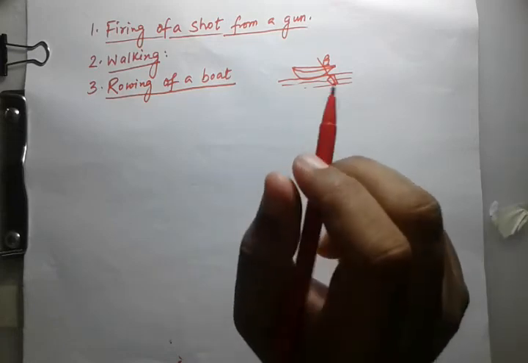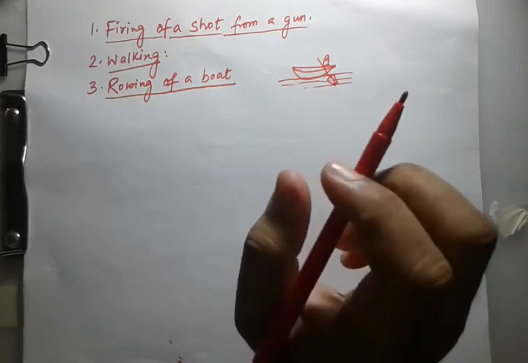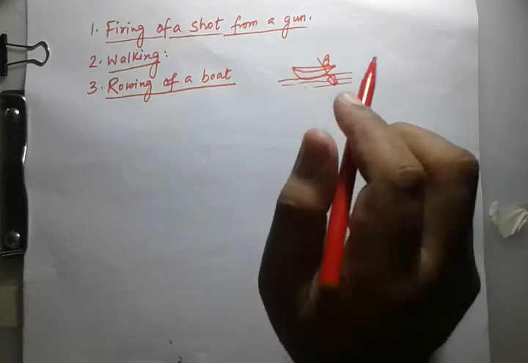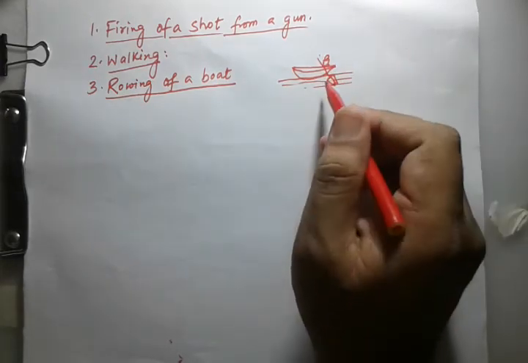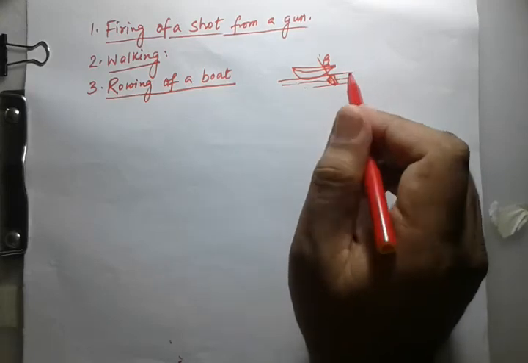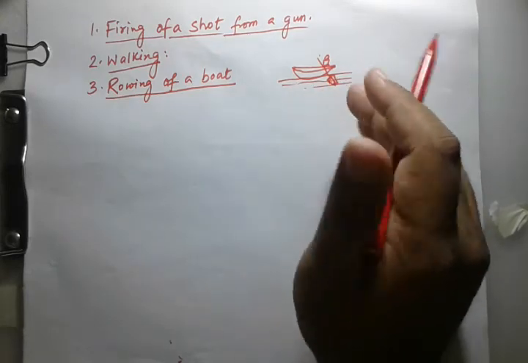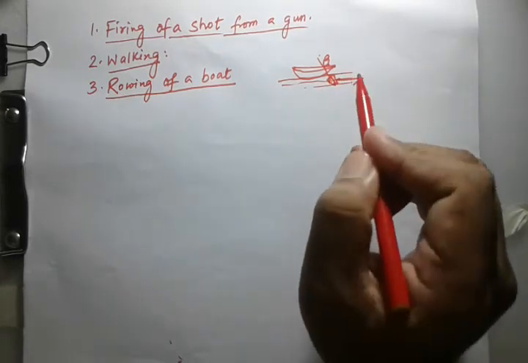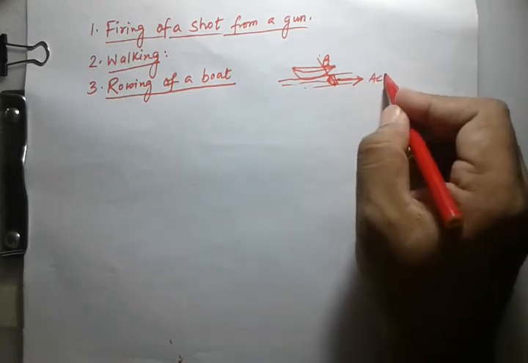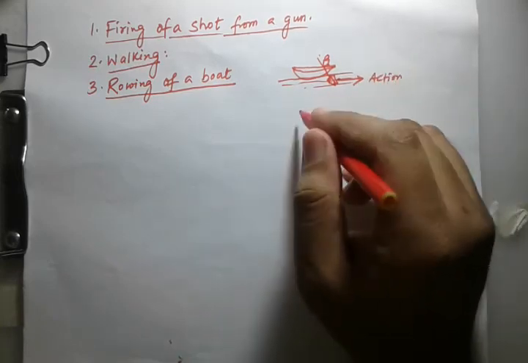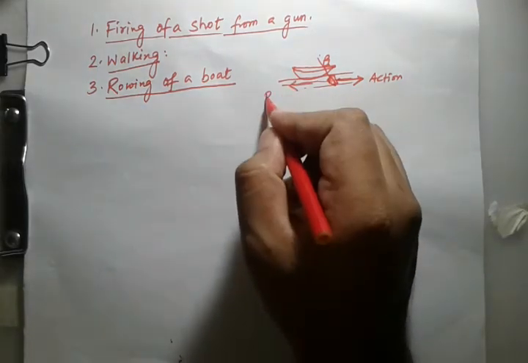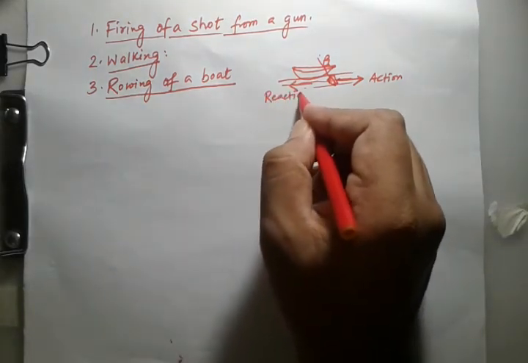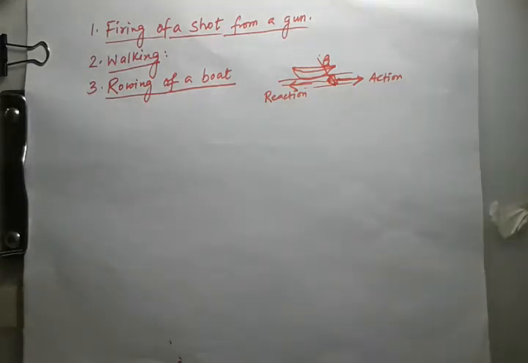During rowing a boat, the boatman pushes the water backward with a pole. This is the pole he has, which has flat blades. With that, he pushes the water in the backward direction. He applies the force in this direction. This is known as the action force. And the water will give the reaction force in this direction. Because of this reaction force, the boat is moving forward.